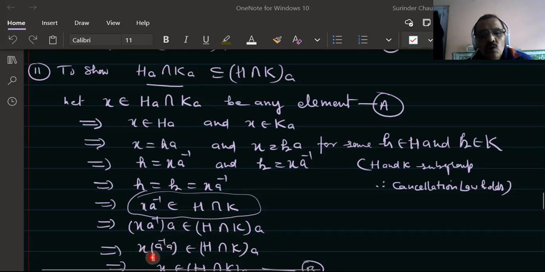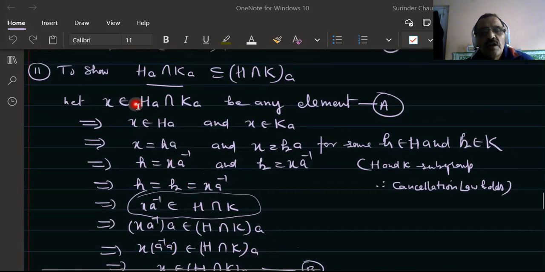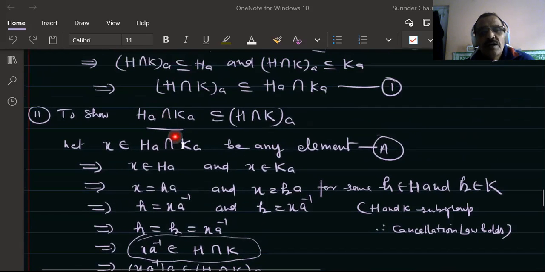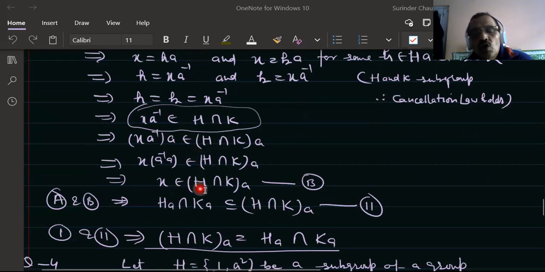So E into X is equal to X. X belongs to the intersection of the right cosets. So we suppose X belongs to the right coset of H under A intersection the right coset of K under A, and we have shown that X belongs to the right coset of H intersection K. A and B imply that the right coset of H intersection K under A is equal to the right coset of H under A intersection the right coset of K under A.